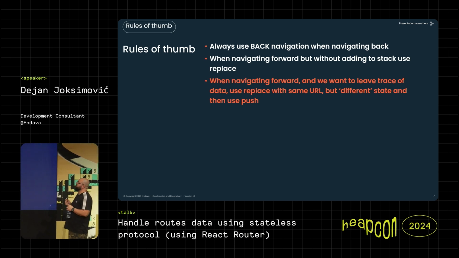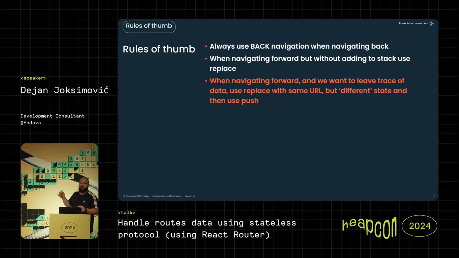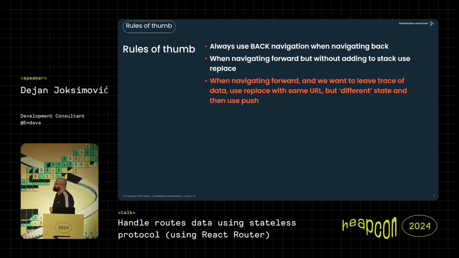So if we do something different, then we are doing a hack. For example, if we click on the back button but use forward navigation, we add something to the stack, then it's not true. We are showing the user what the user wanted to see, but it's simply not the way the React router, the history stack, is meant to be used.